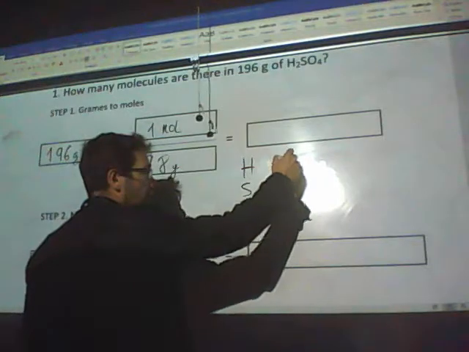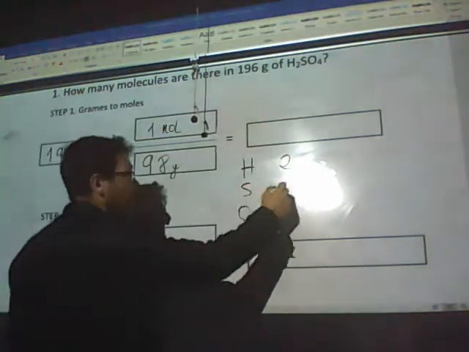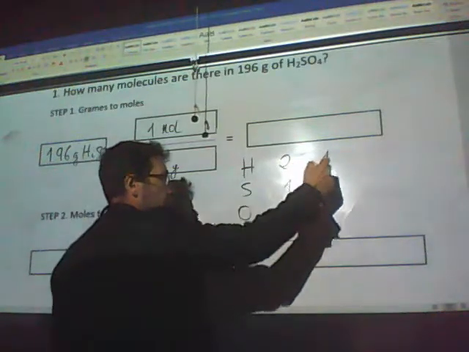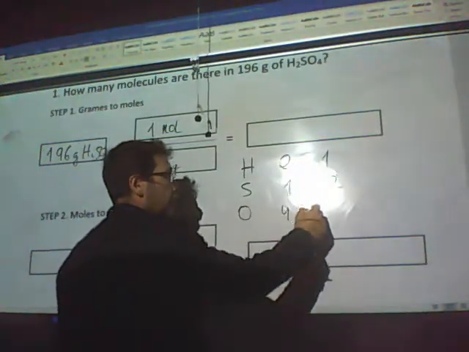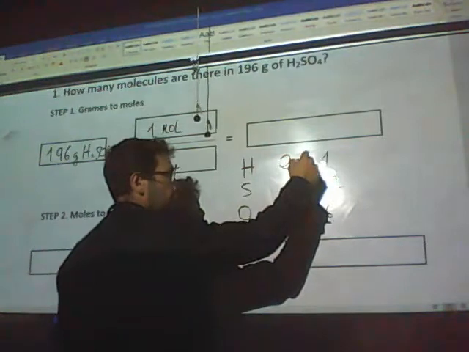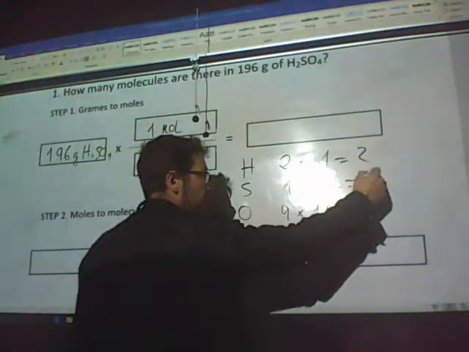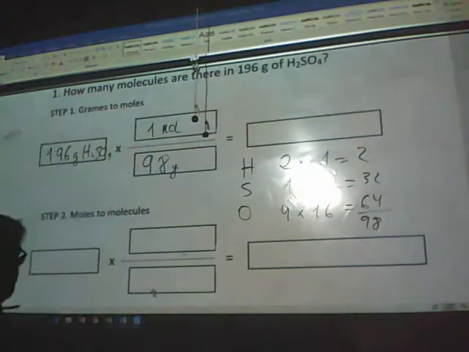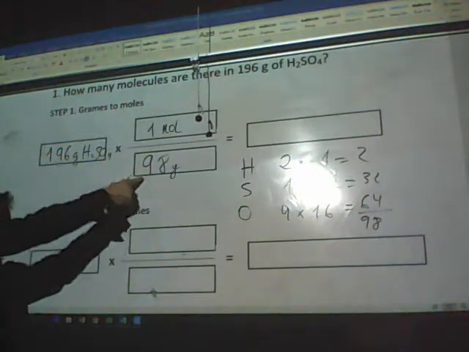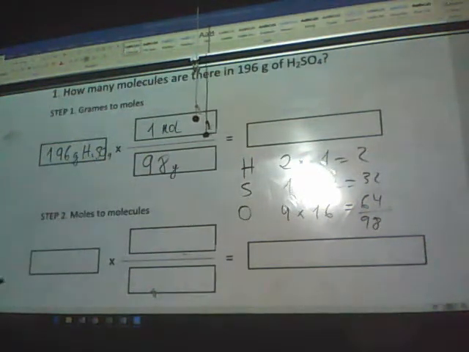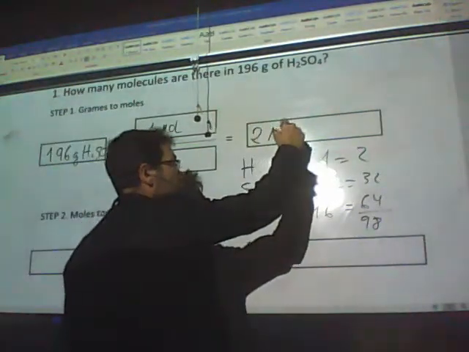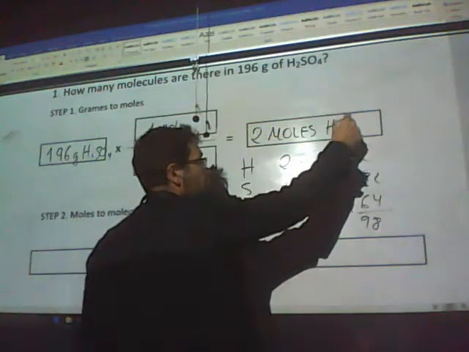H2SO4. You have 2 hydrogens, 1 sulfur, 4 oxygens. The mass for hydrogen is 1, for sulfur is 32, for oxygen is 16. You multiply: 2, 32, 64, you get 98, okay? So that's the molecular mass for H2SO4. And if you divide these numbers, you get 2 moles. 2 moles of sulfuric acid.